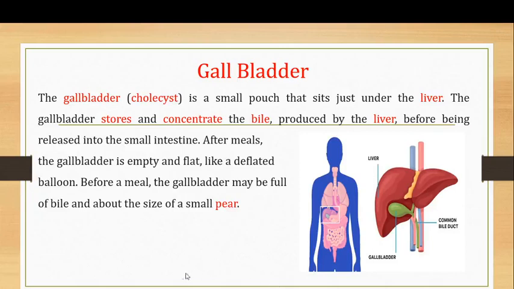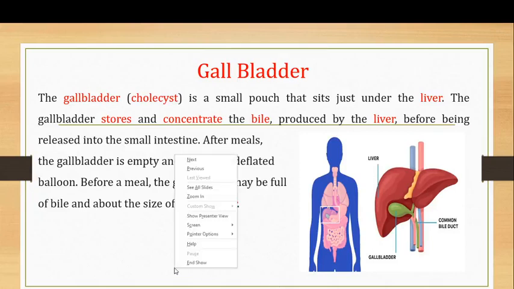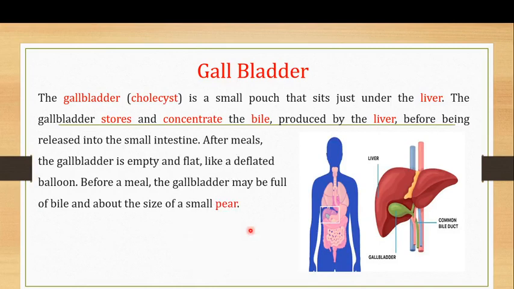And this is yet another video in the series of videos on the digestive system of human beings. In this particular video, I want to focus on the functions of the gallbladder and how the gallbladder helps in the process of digestion. So the gallbladder, also known as the cholecyst, is a very small pouch that sits just under the liver. As you can see over here, this is the liver and this is the position of the gallbladder. So it is sitting just under the liver.